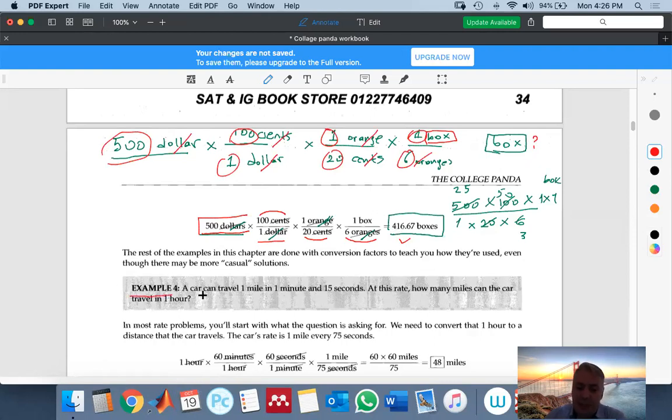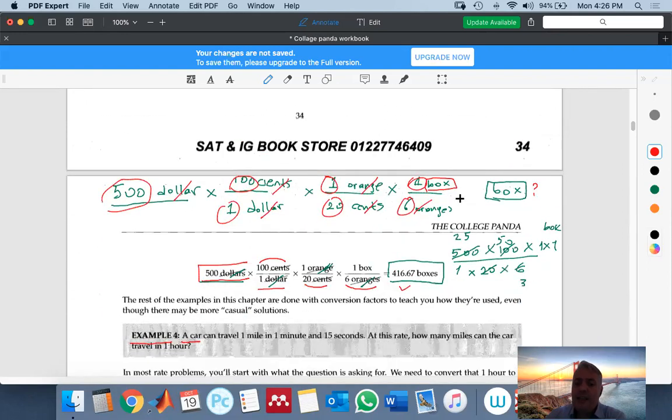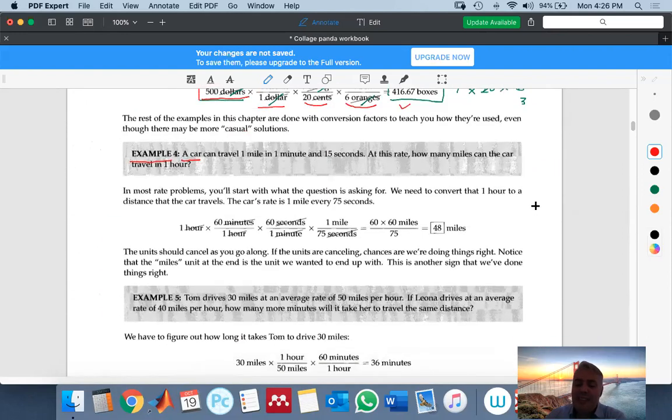Let's see this example. Inshallah, we can understand better. A car, without this, we can solve, and we solved last week here. Now, by using this way, a car can travel 1 mile in 1 minute and 15 seconds. So what do we have here? We have mile, we have minute, and we have second. We have 3 different variables, 3 different terms.